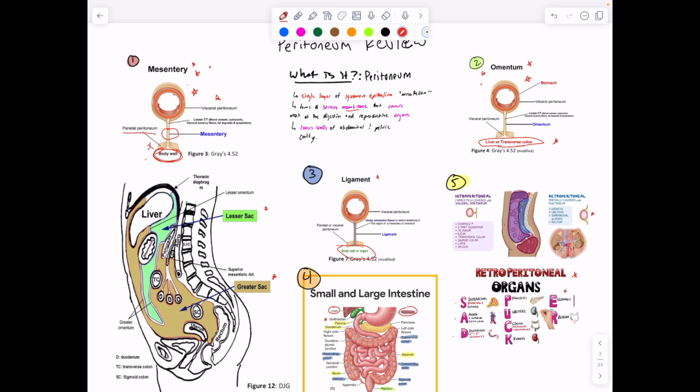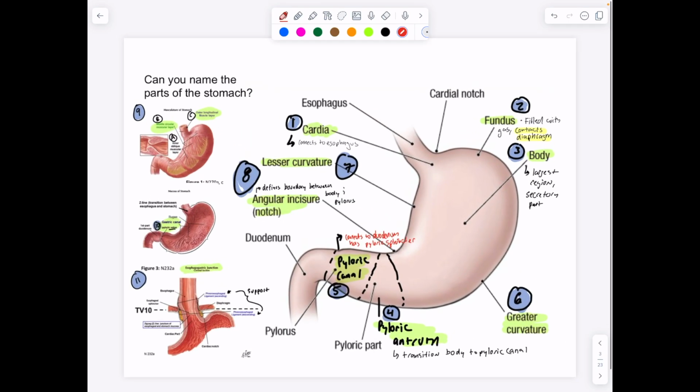All right, so then we had the lesser sac and greater sac, which are formed by the peritoneum that define the peritoneal cavity. The lesser sac we know is bounded behind the stomach, and we have a gap between them, the epiploic foramen.